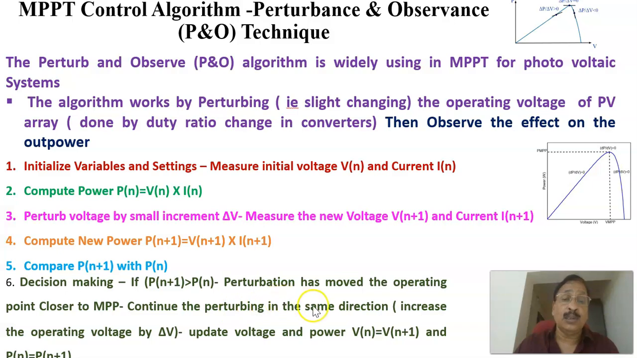We continue the perturbation in the same direction, that is, increase the operating voltage by delta V, and update Vn equal to Vn plus 1 and Pn equal to Pn plus 1. We keep moving the operating point slightly, and finally reach the maximum power point if the operating point is on the left side. That is, if Pn plus 1 is more than Pn, move the operating point towards the maximum power point.